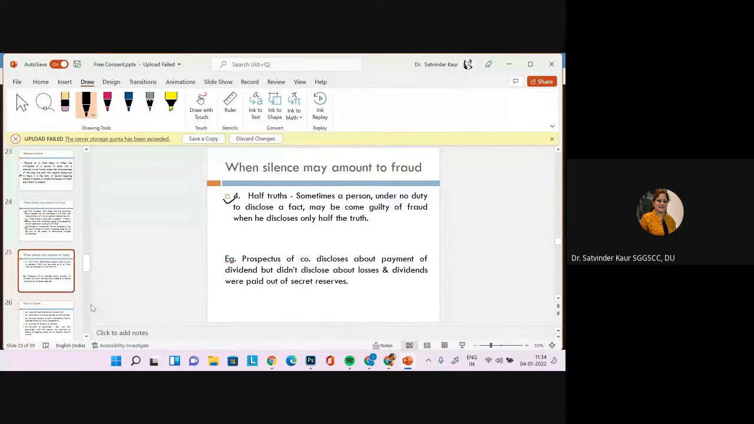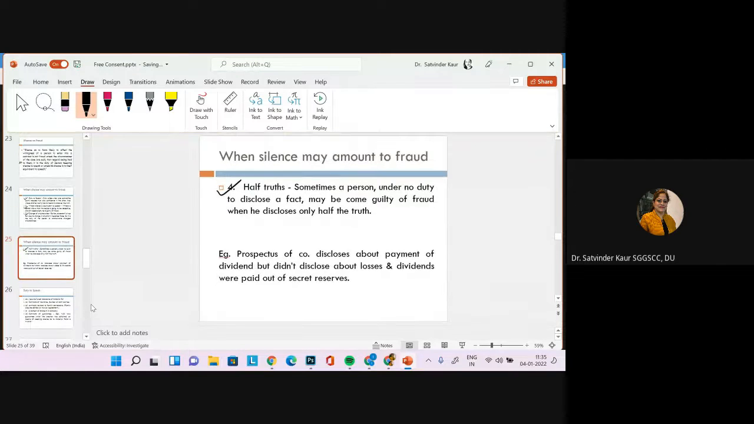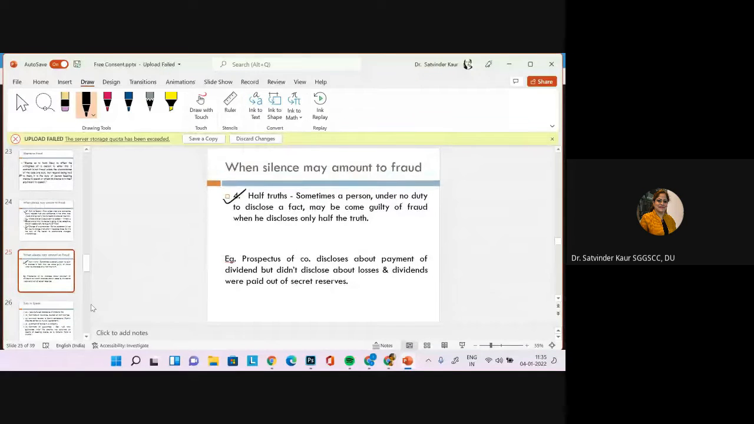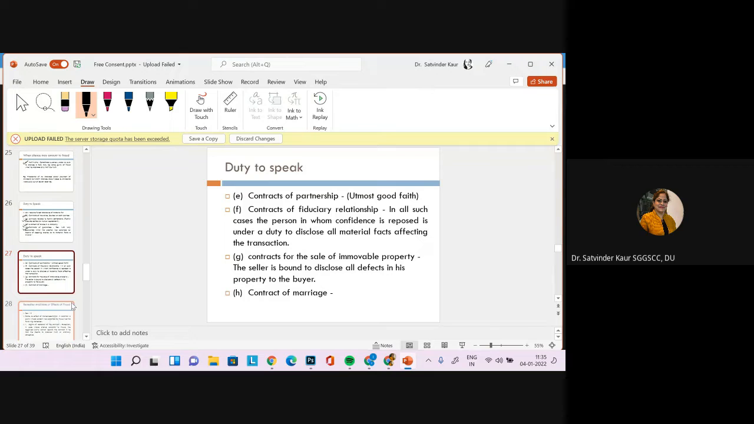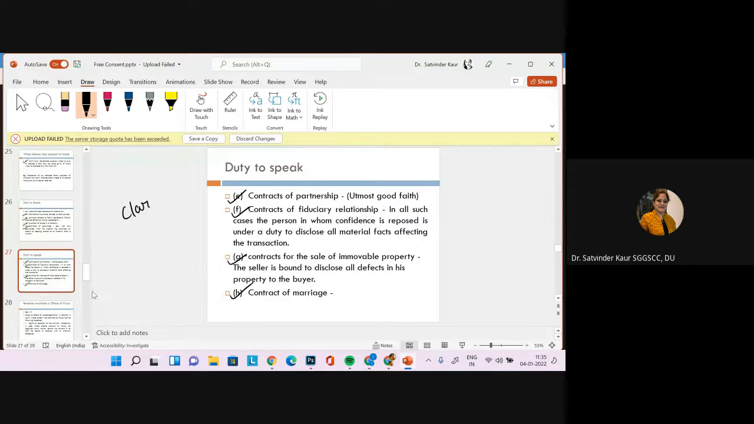And where a person has declared half of the things, but the remaining half is to be presumed or assumed by the party, there also the silence related to the remaining things shall be considered as fraud. Where the person has the duty to speak, such as contracts of insurance, contracts of family settlement, allotment of shares, contract of guarantee, in all these circumstances the person has a duty to speak, and in all these relationships or situations, there must be complete clarity about the thing.